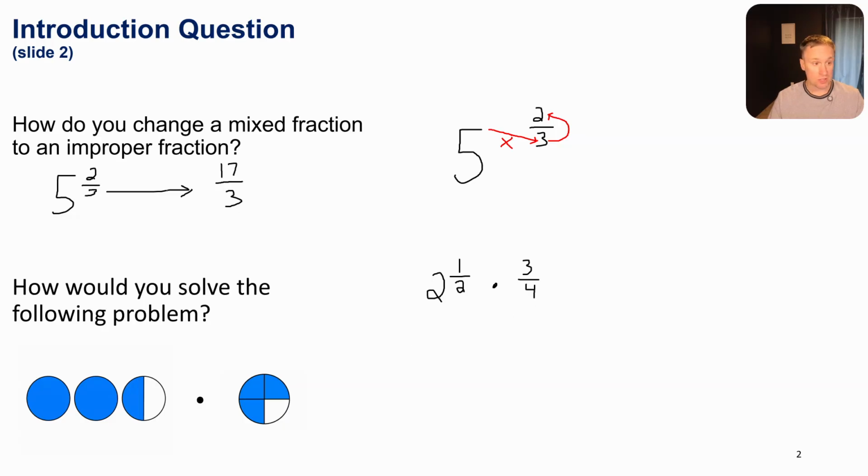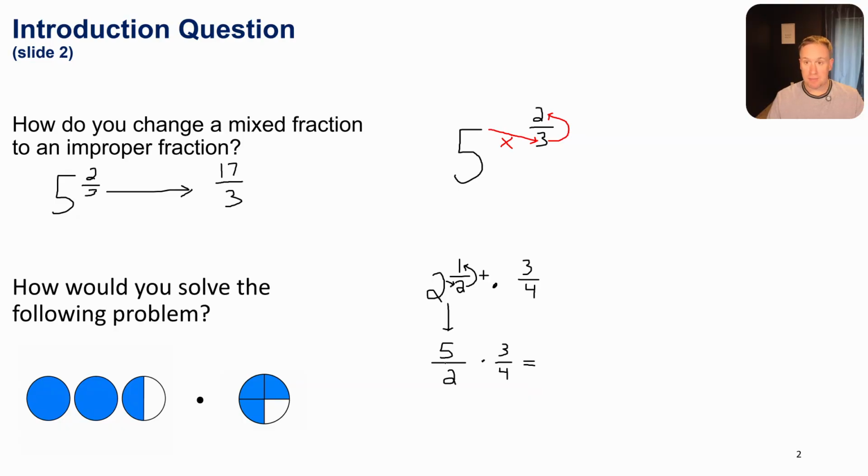One of the core steps is what we just did up here, which is to change the mixed fraction part to an improper fraction. So that's what we do to start: we multiply 2 times 2, which is 4, and then we add that to our numerator, which is 1. So 2 times 2 is 4, 4 plus 1 is 5, over the denominator of 2. Now I have 5/2 times 3/4. And now we follow the steps for multiplying regular fractions, proper or improper fractions, that we learned in a previous video.